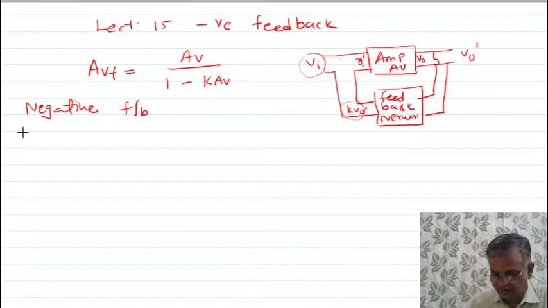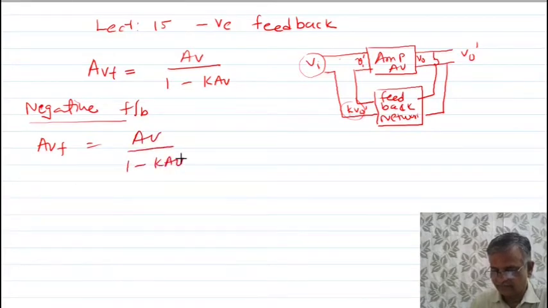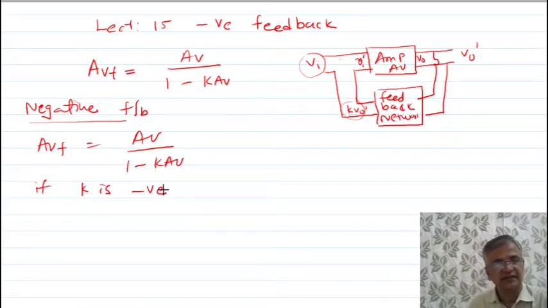So in this equation, if K is negative, then it is called negative feedback. Or you can say if there is a phase difference between the input and this feedback voltage, then it is called negative feedback. If the input and feedback voltage are not in phase, then K will be negative and this feedback is called negative feedback.